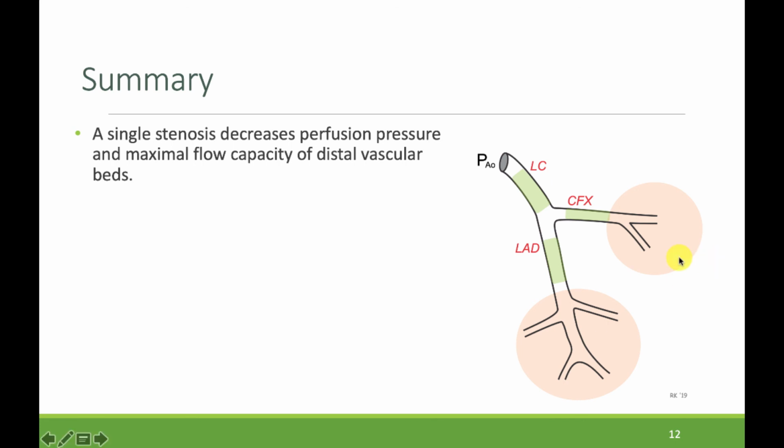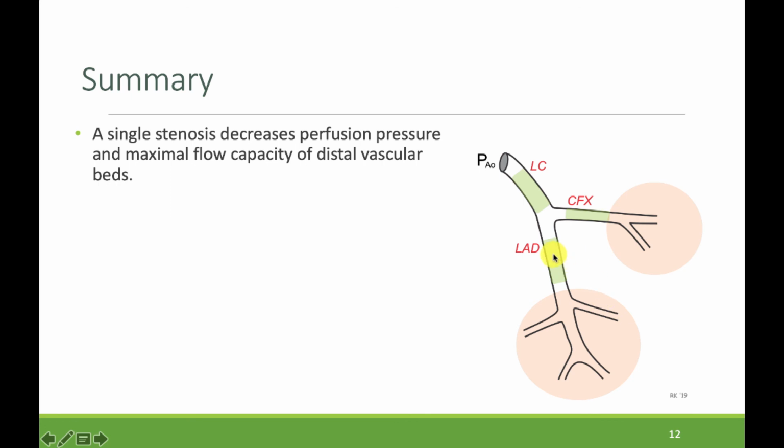Well, let's summarize what we have learned in this lecture. First of all, a single stenosis decreases perfusion pressure and maximal flow capacity of the distal vascular bed. So for example, if I have a lesion here, just in the left main coronary artery, a lesion here will decrease the perfusion pressure and hence the maximal flow capacity of both of the vascular beds that it is supplying. Or if I have just a lesion here in the circumflex and no other lesion, that would reduce the maximal flow capacity of this vascular bed but have no effect on the maximal flow capacity of this vascular bed.